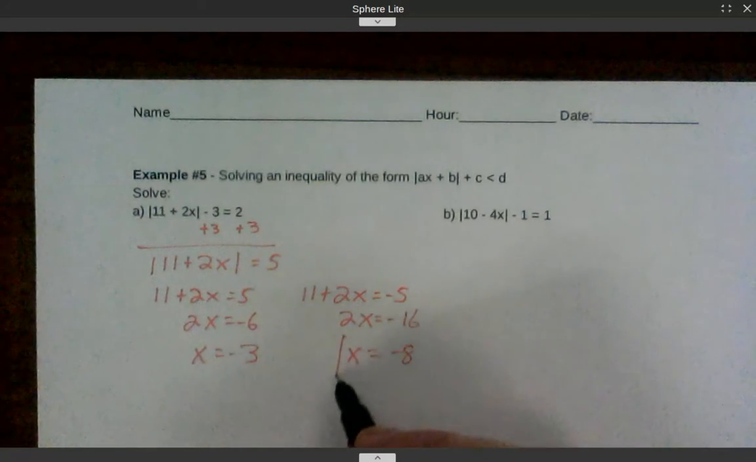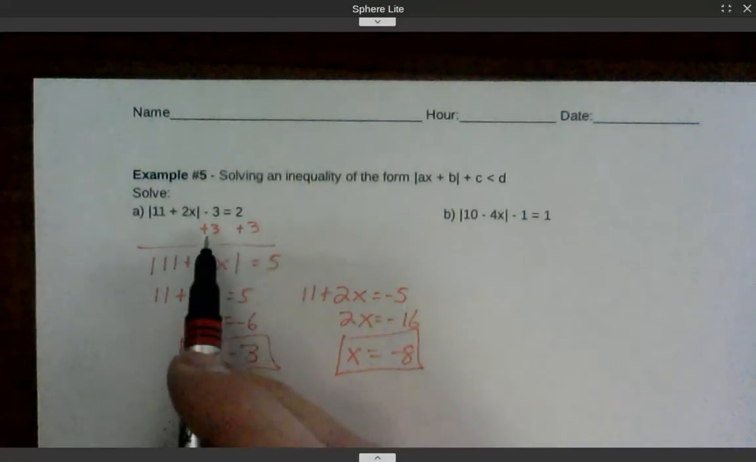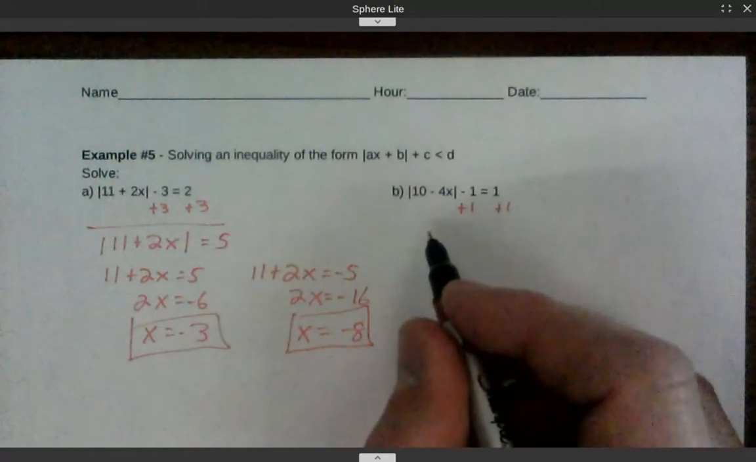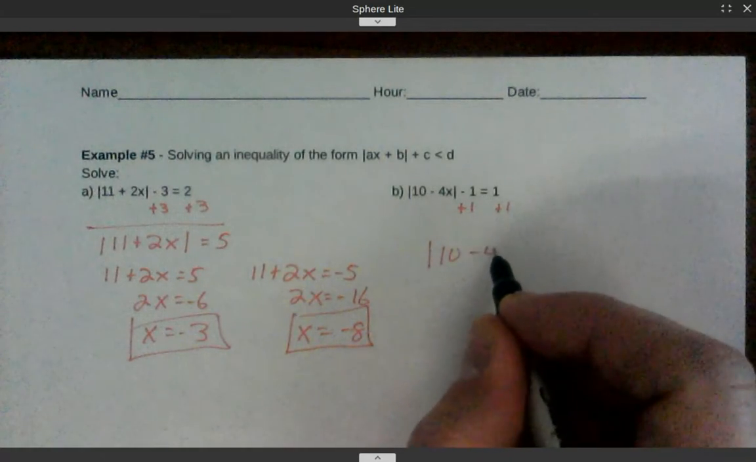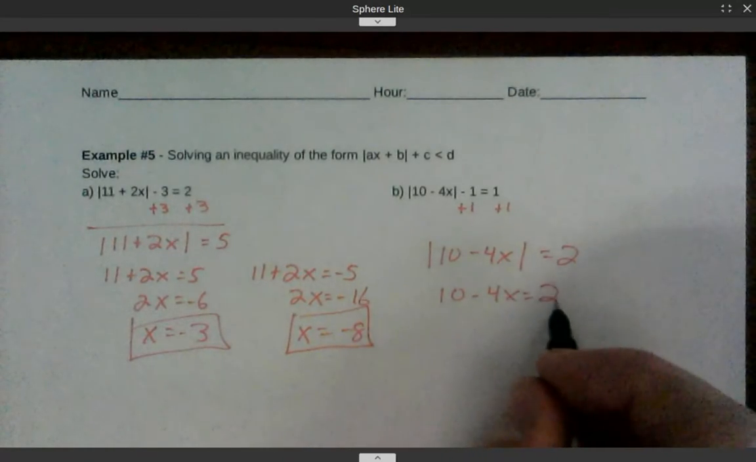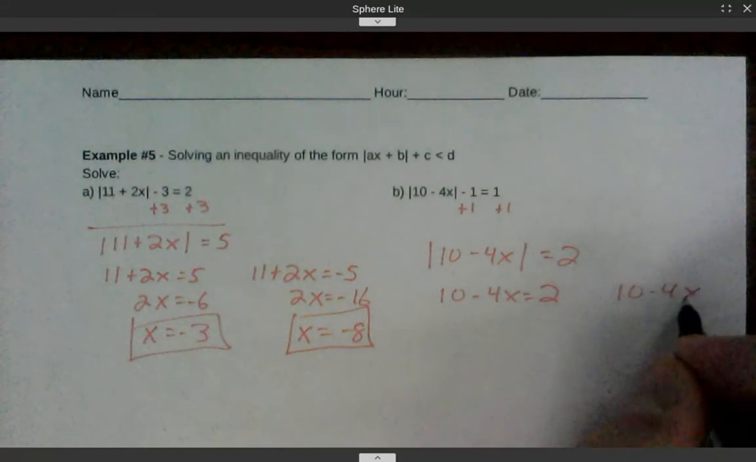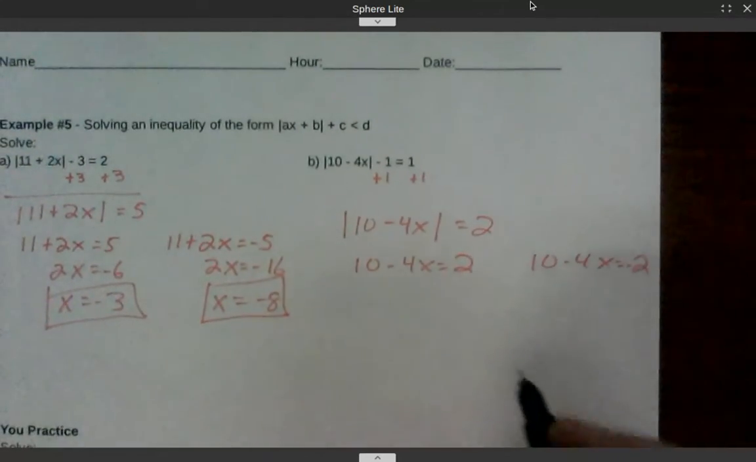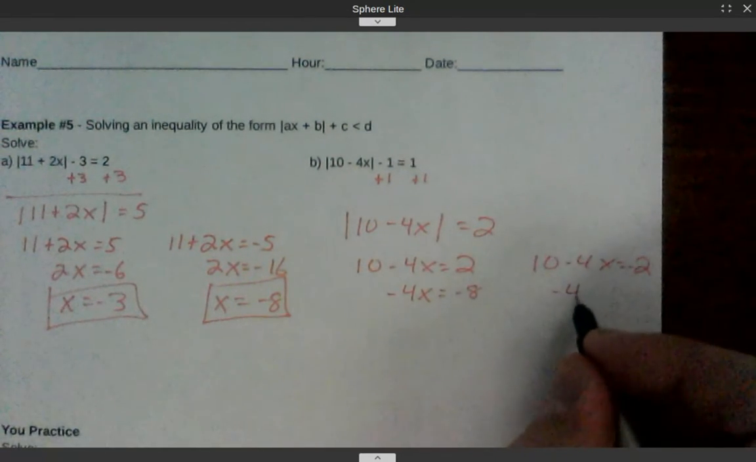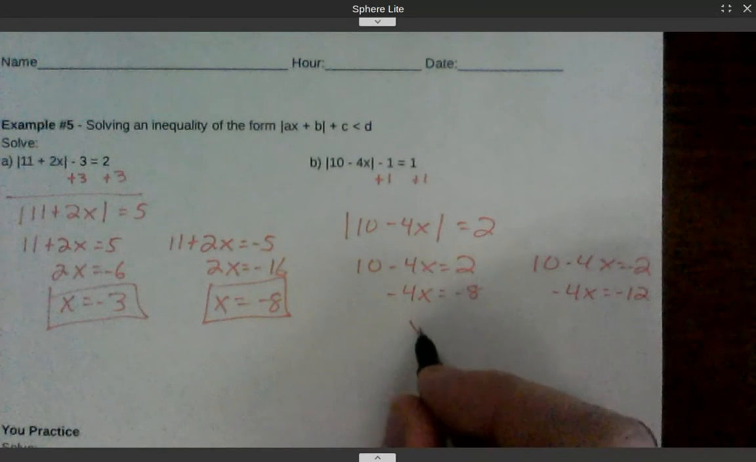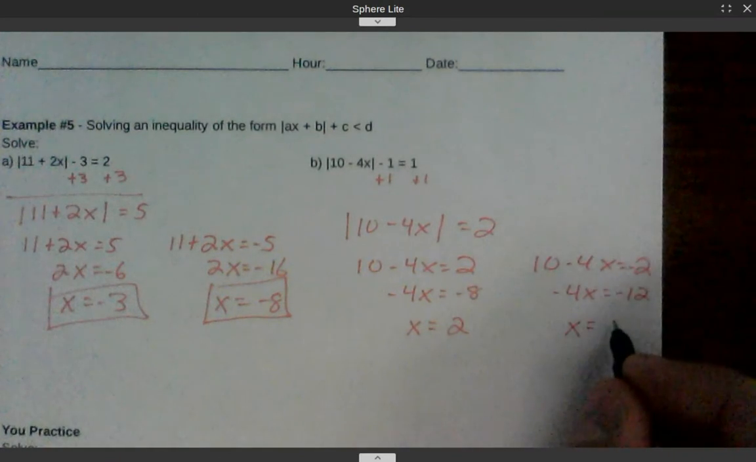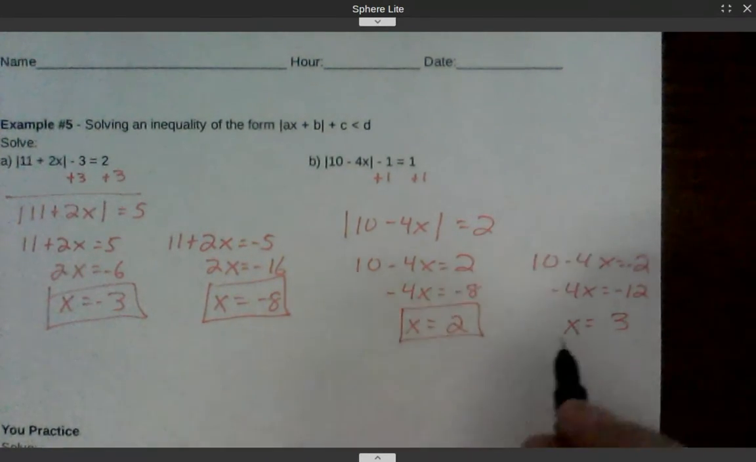So we have 2 answers, but the only difference is all we had to do is we had to get that one by itself. So in this one, I know my time is running out. I'm going to just add 1 to both sides. That way I get my absolute value sign by itself. Then I'm going to set up 2 problems. 10 minus 4x equals 2, and 10 minus 4x equals -2. I'm going to solve both of these. So I'm going to subtract 10. So this will be -8. This will be -12. This will be x equals 2. This will be x equals 3. And those are your answers.